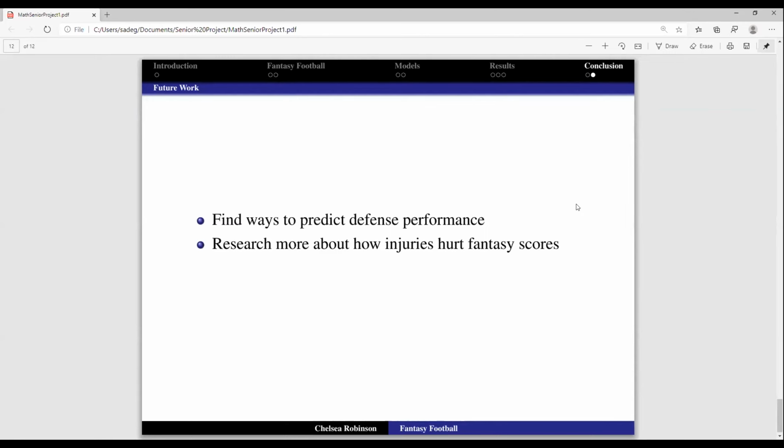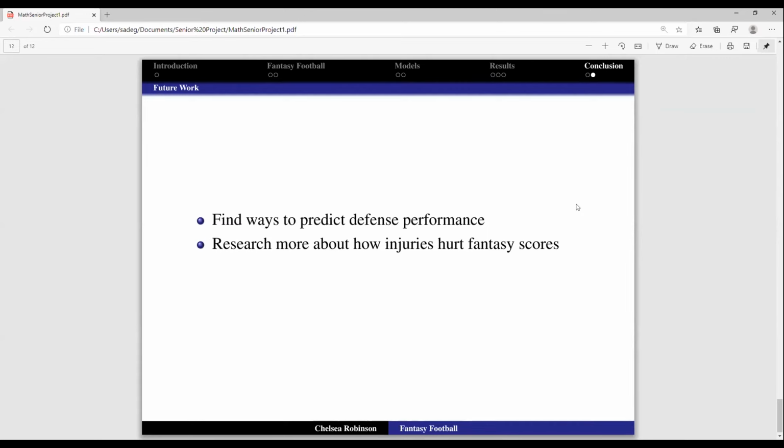And for future work, I plan to predict defense performance. I tried to use some defense data, and I was getting a whole bunch of negative points, because I didn't understand how to rank the players and how they would be drafted when defense players sometimes don't make as many stats as offense players.